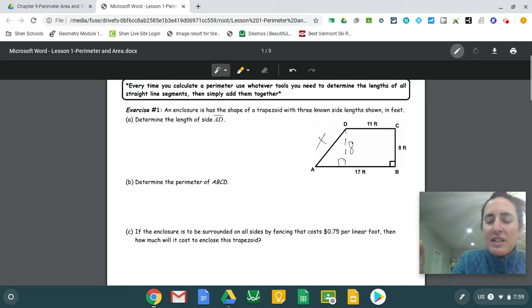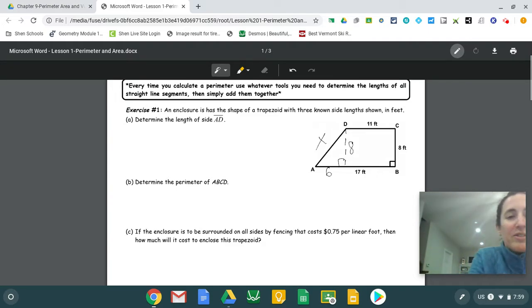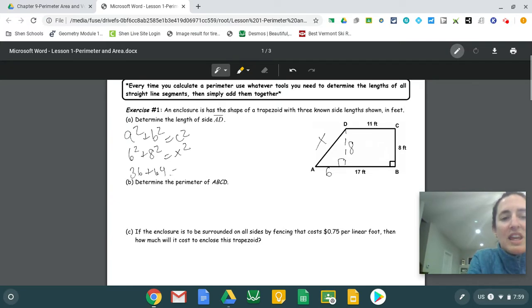Well, if the distance along the top is 11 feet and the bottom is 17, 17 minus 11 is going to be a 6. And now I can use my friend a squared plus b squared equals c squared. So now I have 6 squared plus 8 squared is going to equal x squared. 36 and 64 equal x squared. X squared is 100, or the length of AD is going to be 10 when we take the square root.